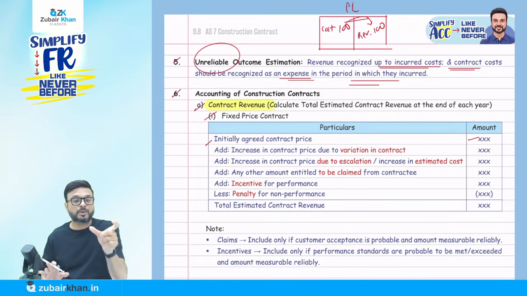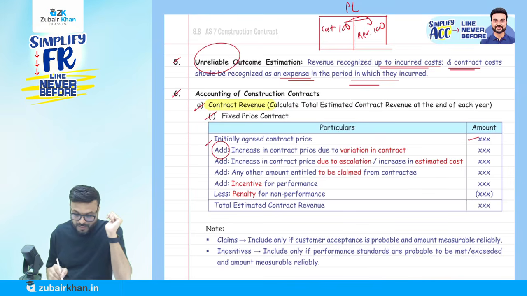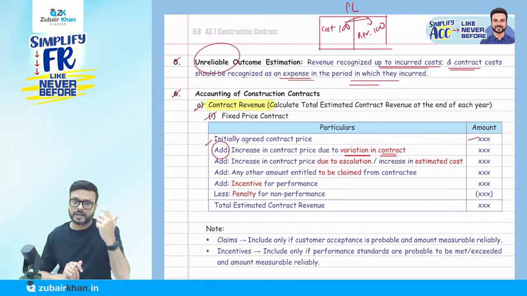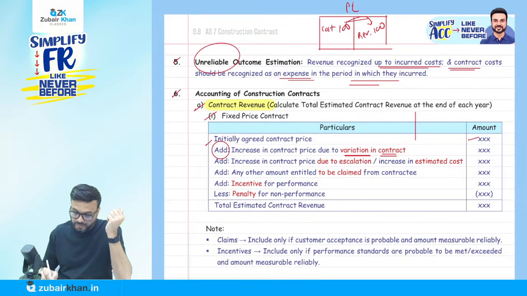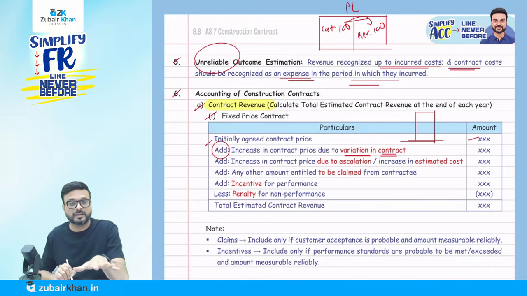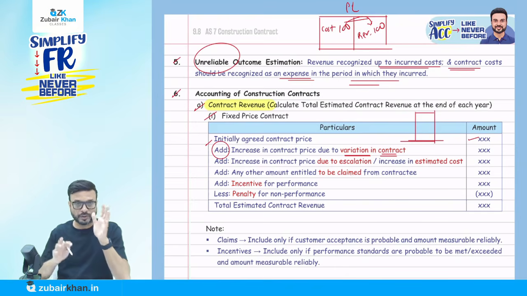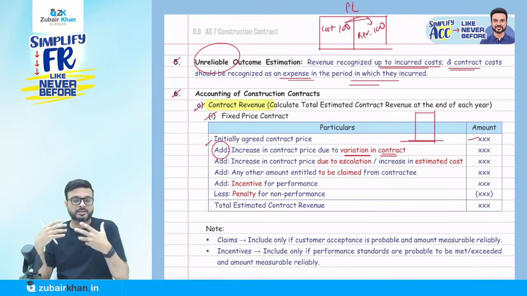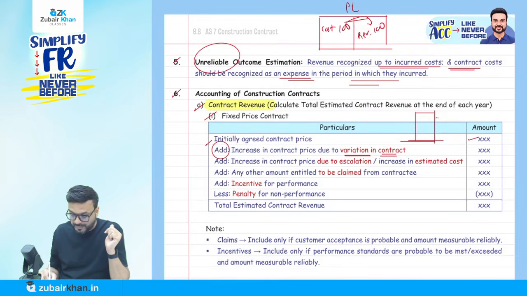But they say if they put a clause in the contract between the contractor and contractee that increases the contract rate due to variation in contract. It might happen that, suppose this is the construction of a building that the contractor is going to do. Now the contractee later on has some variation in the contract. They say, no, I want a balcony also here.